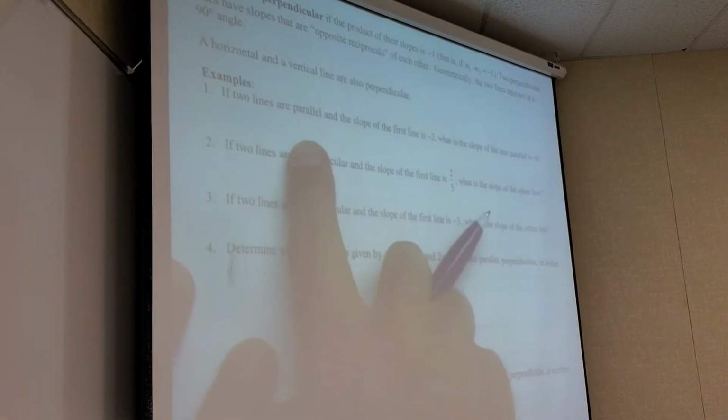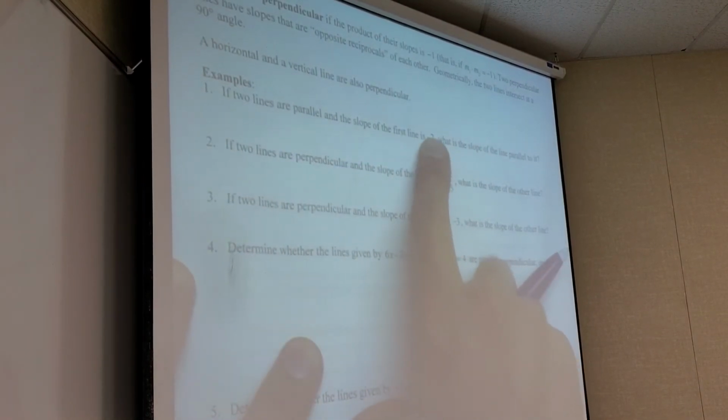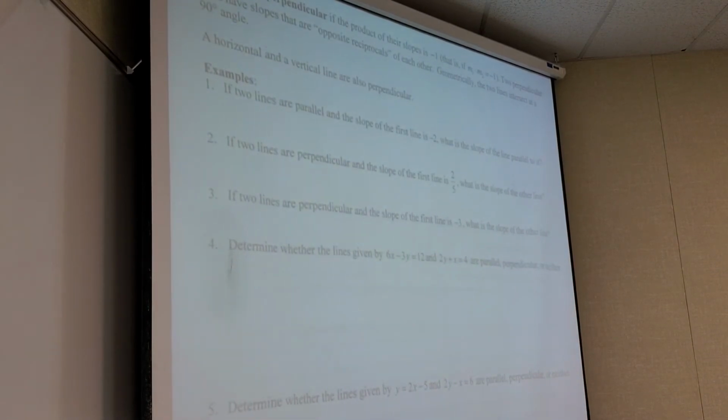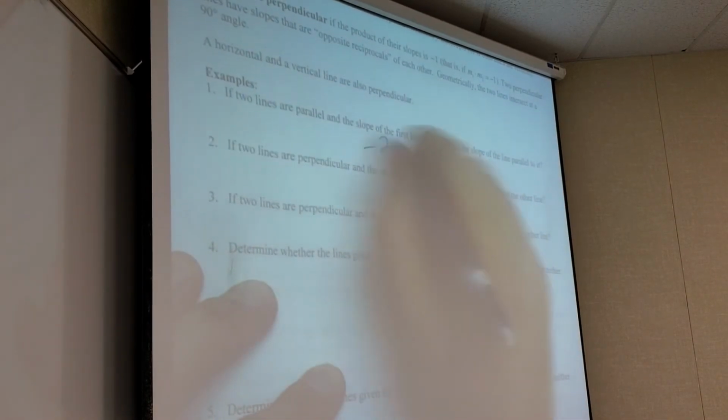So watch this. If two lines are parallel and the slope of the first line is -2, what's the slope of the other line? -2. Parallel lines have to have the exact same slope. Bam.